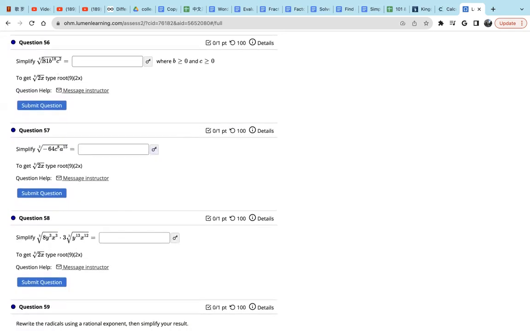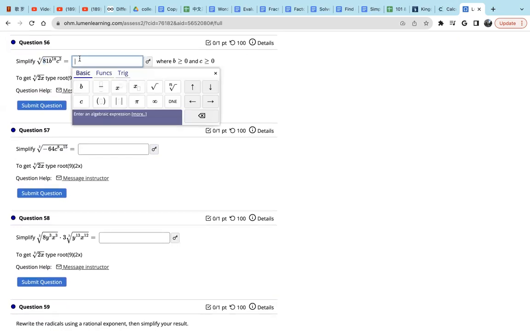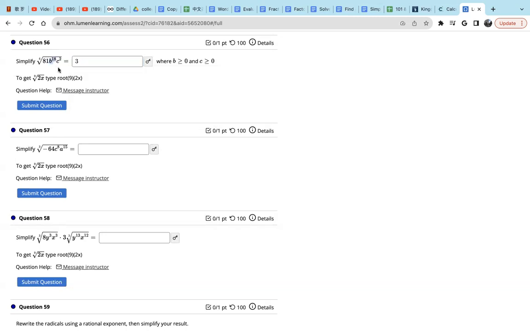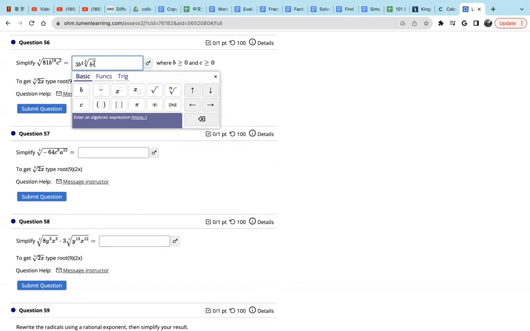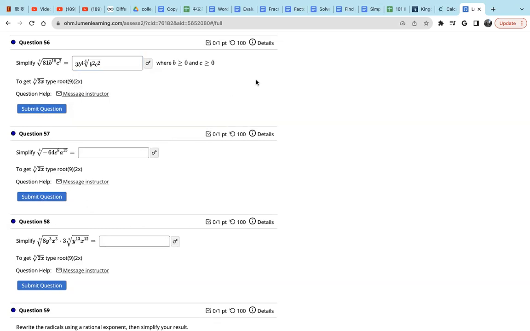56, 81 is 3 raised to 4. b to the 18th power can be split into b to the 16 times b squared. b to the 16 divided by 4 is 4, so 3b raised to 4. Then c has to stay inside. So the root index is 4. What's left is b squared and c squared left inside.